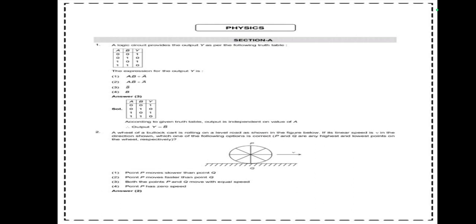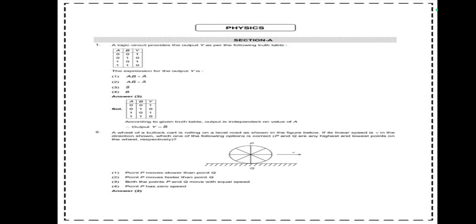Physics Section 1, Question number 1. A logic circuit provides the output Y as per the following truth table. A B Y: 0 0 1, 0 1 0, 1 0 1, 1 1 0. The expression for the output is. Answer is 3, B bar.